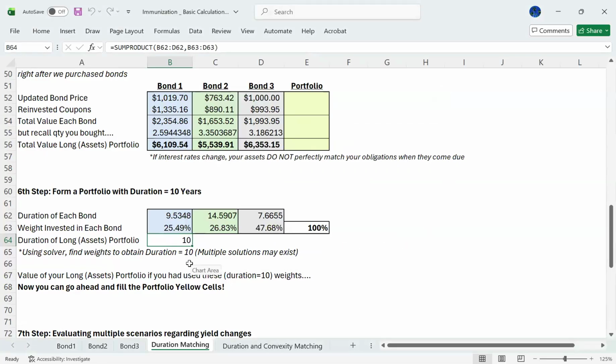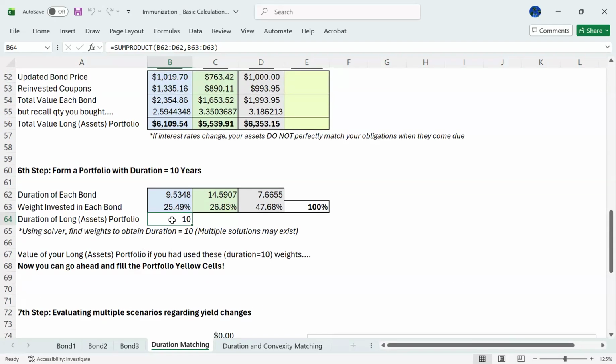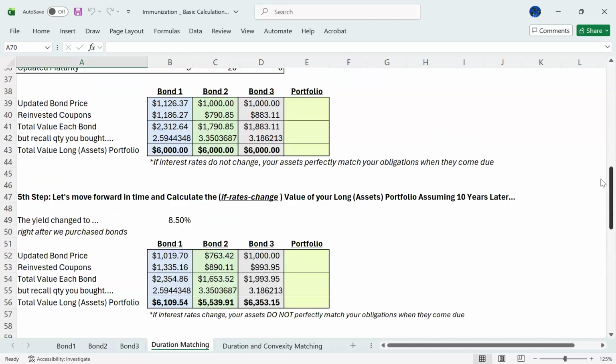Now I have to just clarify that there may be multiple solutions, but I'm okay. I'm reaching the duration. I'm only looking at duration. In this case, I'm not looking at convexity. Okay, so then I have this portfolio which has a duration of 10.